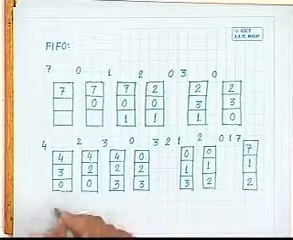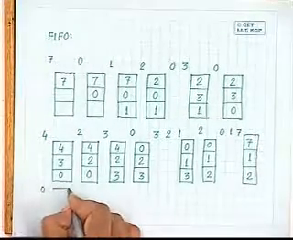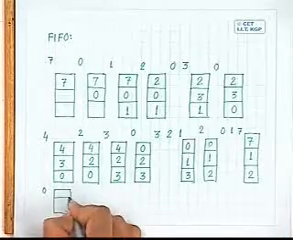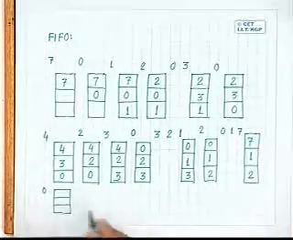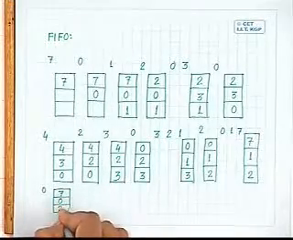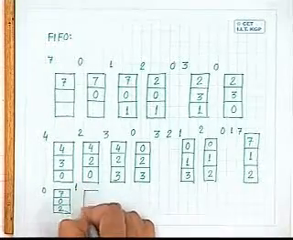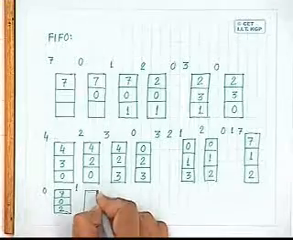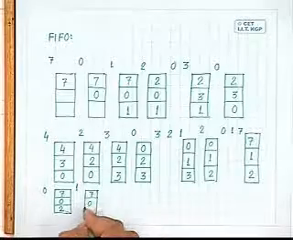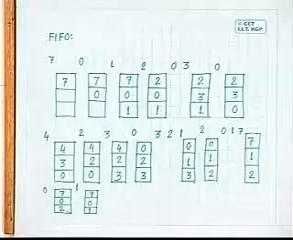Okay. Next time again 0 is referred. What is the page that is to be replaced now? Page number 1. So I'll have 7, 0, 2. Next time again 1 is referred. So now page number 2 is to be replaced. So I have 7, 0, 1. And this will continue. Okay.